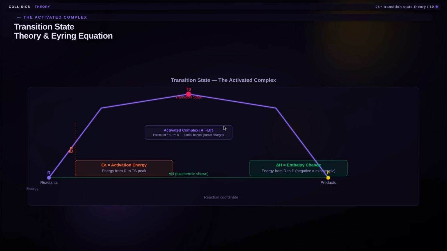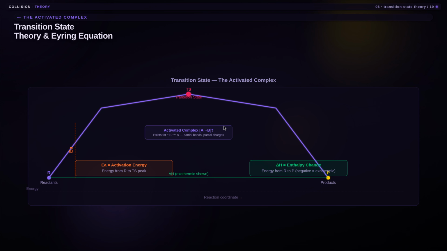The Eyring equation expresses the rate constant in terms of thermodynamic activation parameters. k equals k_B T over h times e to the ΔS‡ over R times e to the negative ΔH‡ over RT. Here, k_B is Boltzmann's constant, h is Planck's constant, ΔH‡ is the enthalpy of activation, and ΔS‡ is the entropy of activation.